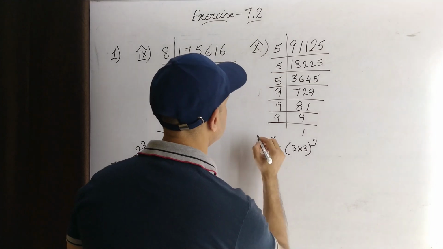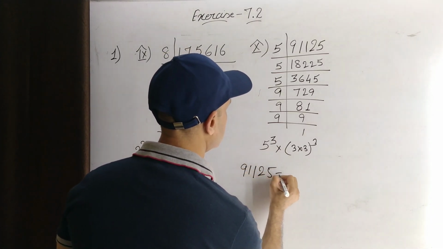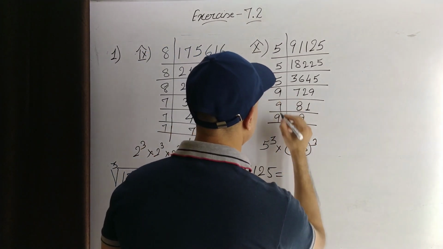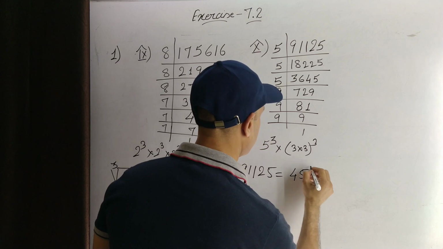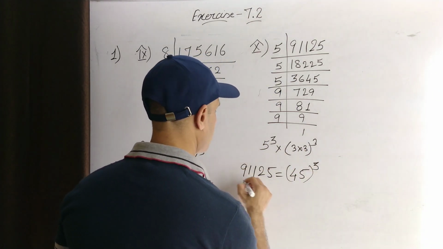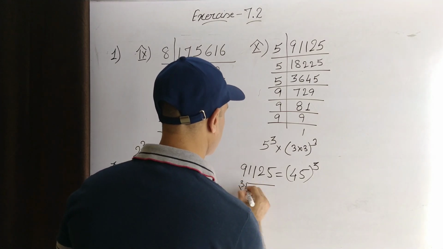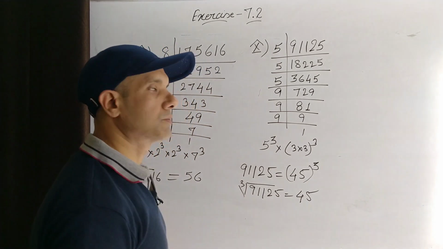So we get this number 91125 is equal to, this is 5 9s are 45 cube, inverse operation. So we get the result as cube root of 91125 is equal to 45. Clear?